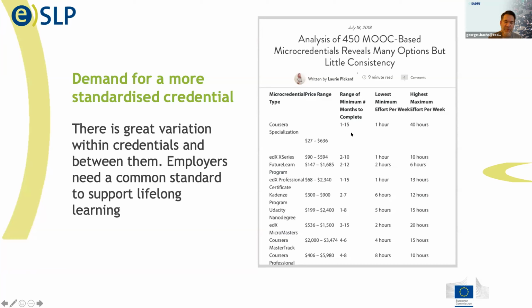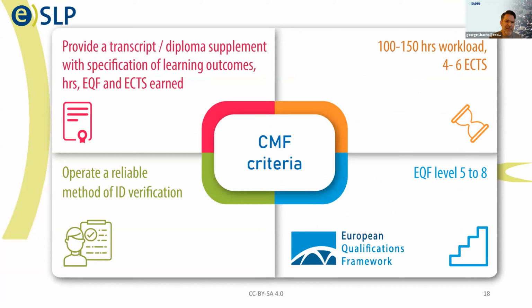So here you see an overview of the confusing diversity of what is offered now under different names. And here we have agreed in the common micro-credential framework of the MOOC providers in Europe that a CMF micro-credential has to live up to a 150 hours workload, so an average of 5 ECTS at European Qualification Framework level 5 to 8. It also needs to have a transcript, a diploma supplement with the specification of the learning outcomes, and also an indication of a reliable method of ID verification.